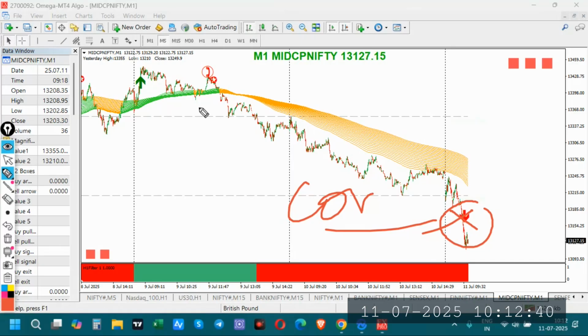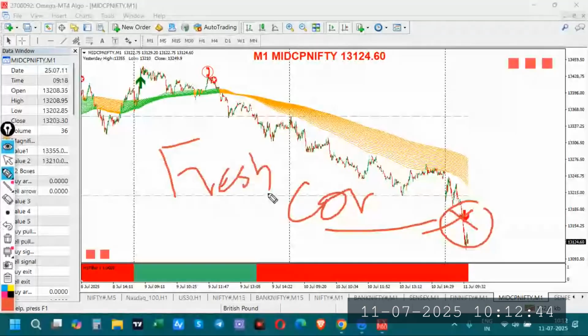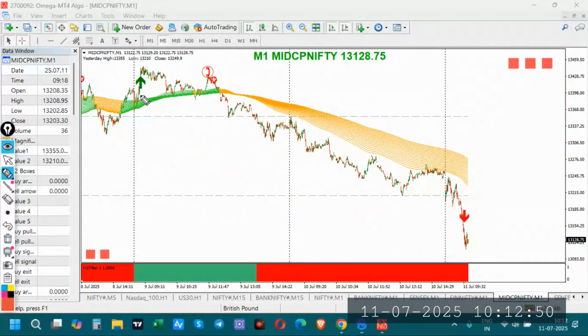We'll be taking only fresh trades, because not every arrow is a valid signal. Once you have taken a sell signal, there may be another 2-3 arrows, but those arrows must be ignored. So the main lesson from this Mid Cap Nifty chart is that it has given a buy signal which is not fully valid, and this is an excellent shorting point if you know how to use the system. And if you did not short here, this one is also a very good shorting point.